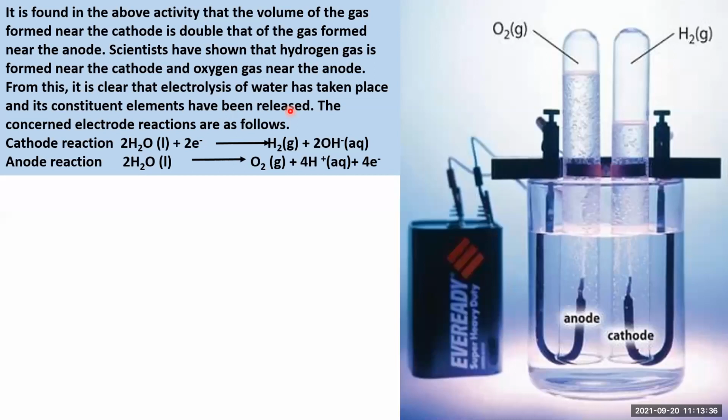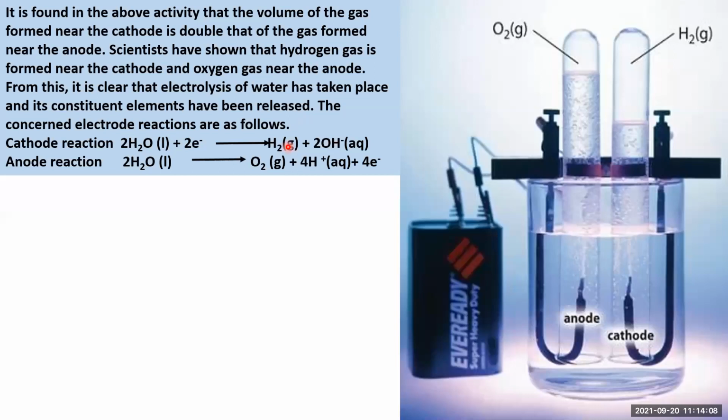Water gets two electrons from the battery and becomes H2 gas, hydrogen gas, and two OH negative ions. The two electrons from the battery add to the two molecules of water. The hydrogen element gets separated and becomes hydrogen gas, and the two OH negative ions remain in the solution as an aqueous solution.